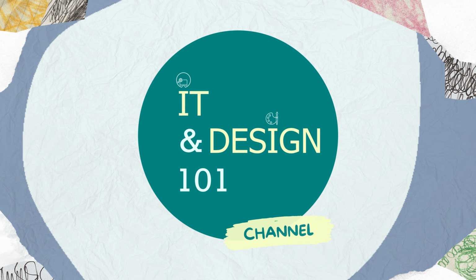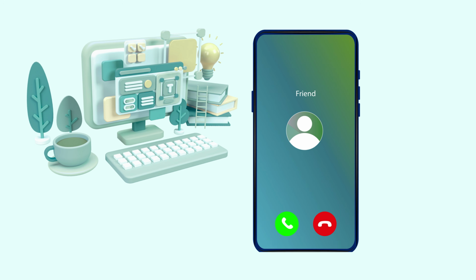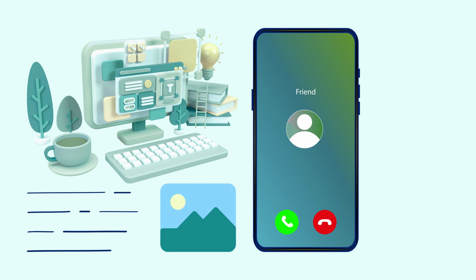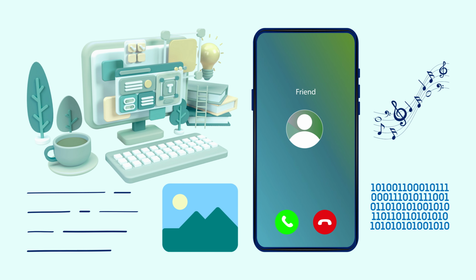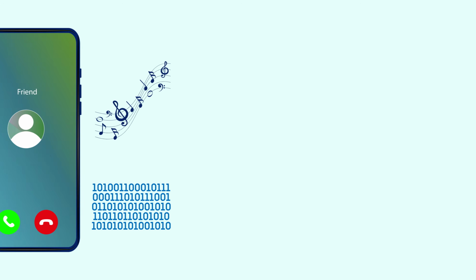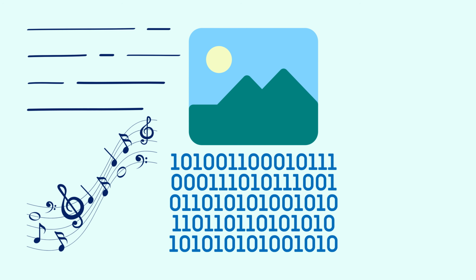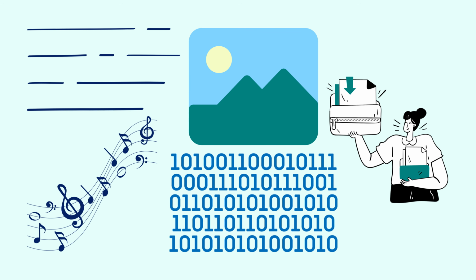Do you want to know how your computer or smartphone can show text, images, and even play music? The secret is the binary code, the language of computers made of just zeros and ones. In this video, we'll break down how text, images, and sound are converted into binary, what 0 and 1 really mean, and why this is of significance for file compression. Let's dive right in. What is binary code?